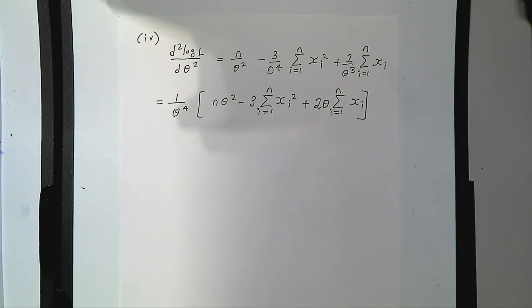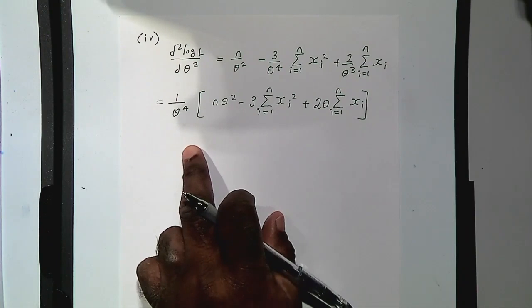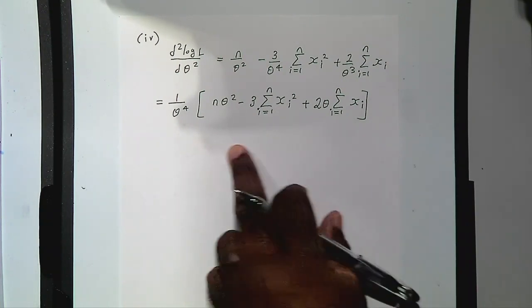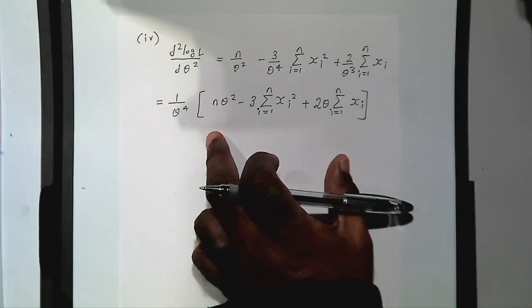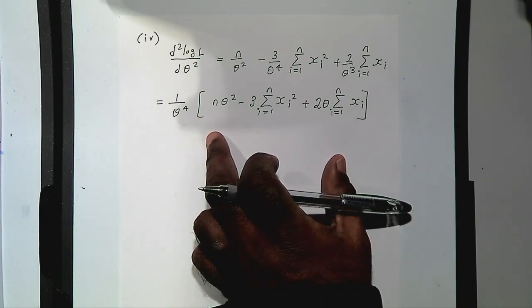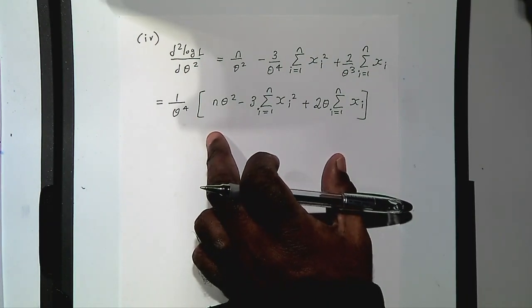Okay, I've factored out theta to the power 4 outside. So this is what you get. Now we need to show that what we have here is a negative number. So the way you can do this is as follows.